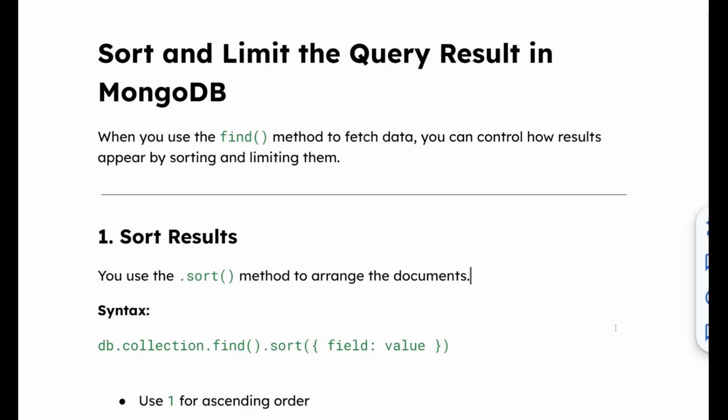Hey, hi everyone. In this video, we are going to learn how we sort and limit the query result in MongoDB. Now, what does sorting mean here? Well, you know that sorting means arranging the documents either in ascending or descending order, right? So, if I want to sort the results that I'm getting, how can I do it, on the basis of numbers or alphabets? If I want to do the sorting, this can be done with the help of the sort method, right?